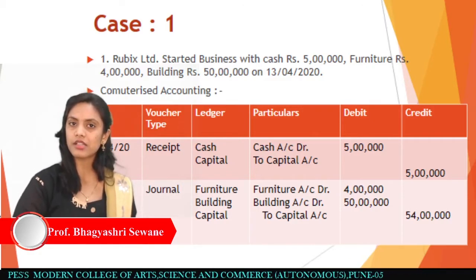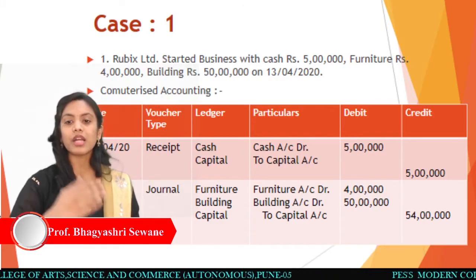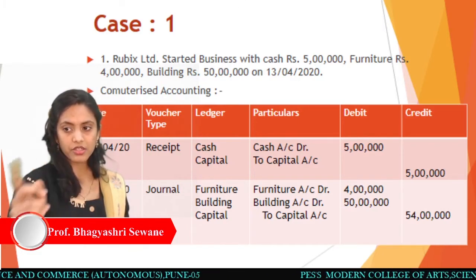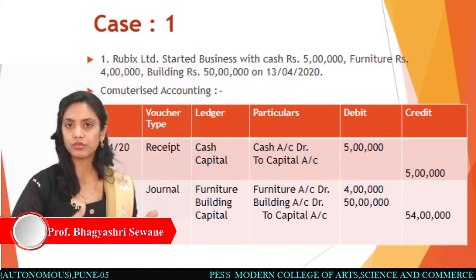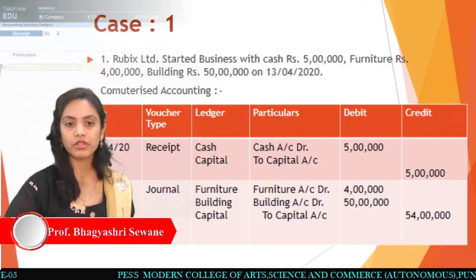Okay, so we will select the journal voucher, we will debit the furniture account, we will debit the building account, and we will credit the capital account. The amounts are furniture 4 lakh, building 50 lakhs, and likewise 54 lakhs we have to credit to the capital account. Okay, so we will go to Tally once again, and we will do the entry.